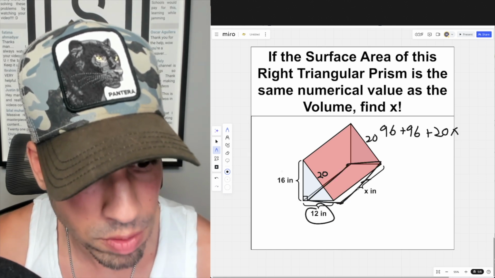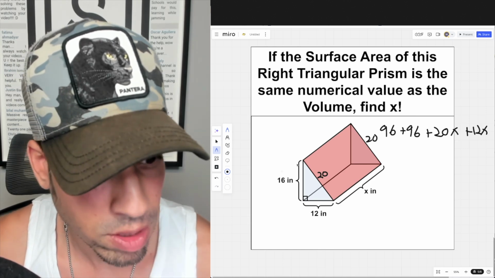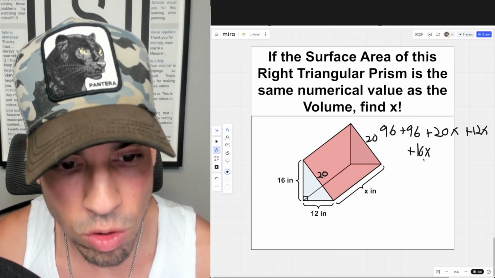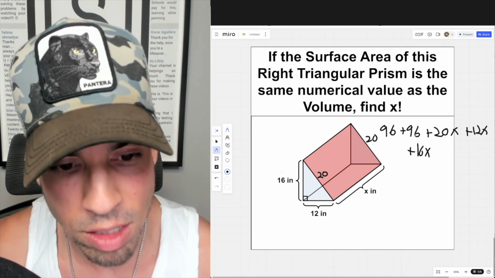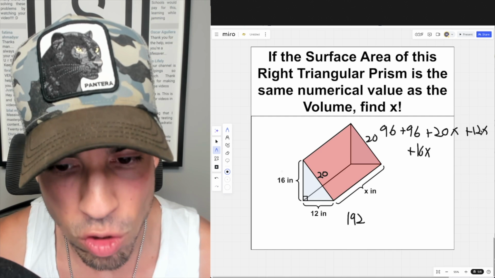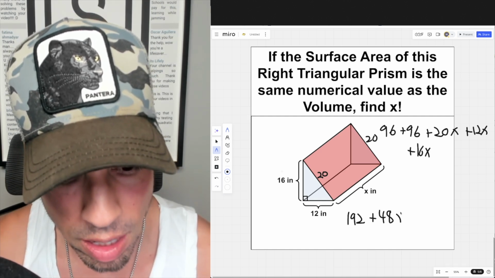and then we can say that this rectangle on the bottom is 12 times x. And let's put that here. And then this rectangle on the back is 16 times x. So now we can create an expression for the surface area. 96 plus 96 is 192. And then we got 16 plus 12, which is 28, plus 20 is 48. So we got 48x. Okay, cool.